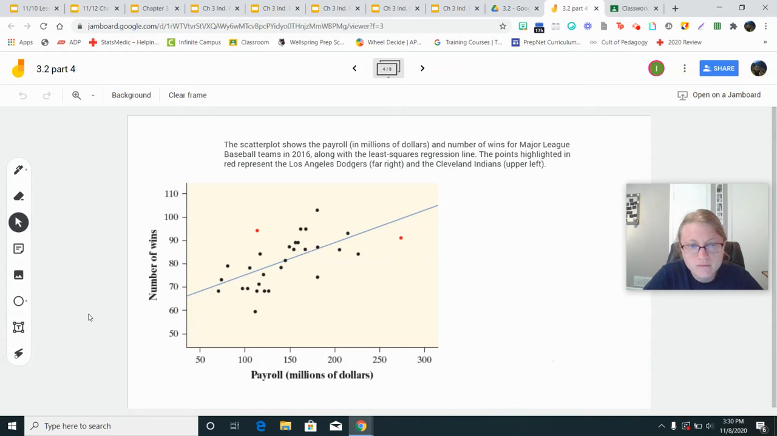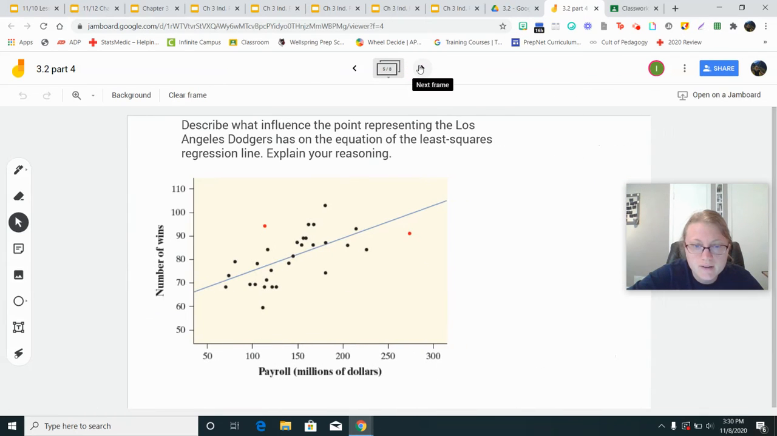The points highlighted in red represent LA, which is on the far left, and Cleveland, on the far right. For the first question, they're asking us about the point LA: how is that point influencing the line?